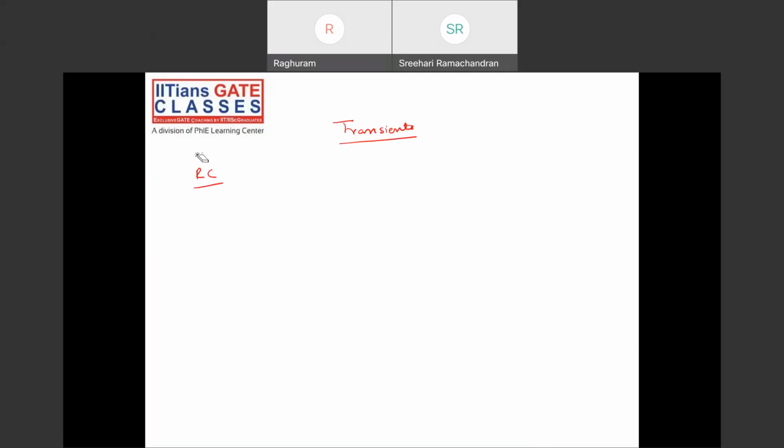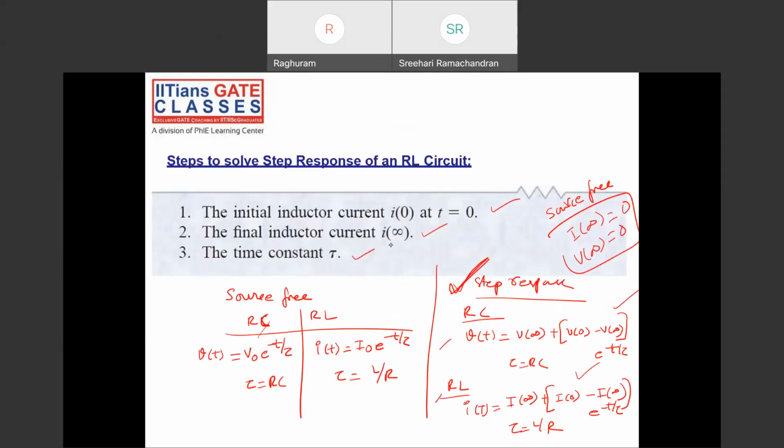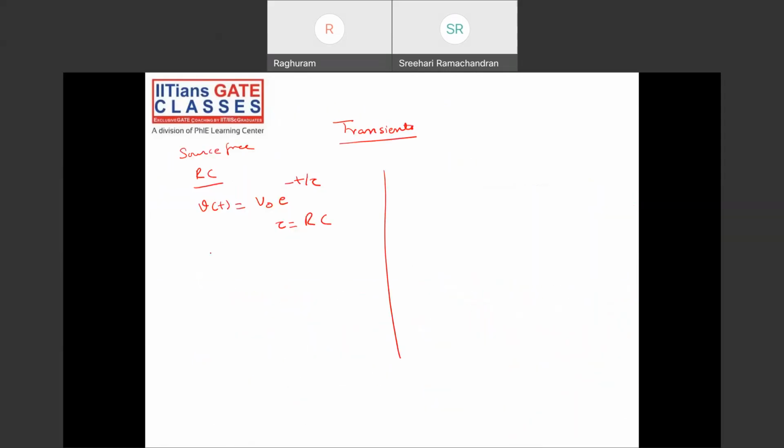Source free RC circuit. Tell me what is the formula for source free RC? V of t is equal to V naught e power minus t by tau. What is tau? Tau is equal to RC. For source free RL circuit, I of t is equal to I naught e power minus t by tau. And what is tau? Tau is equal to L by R.